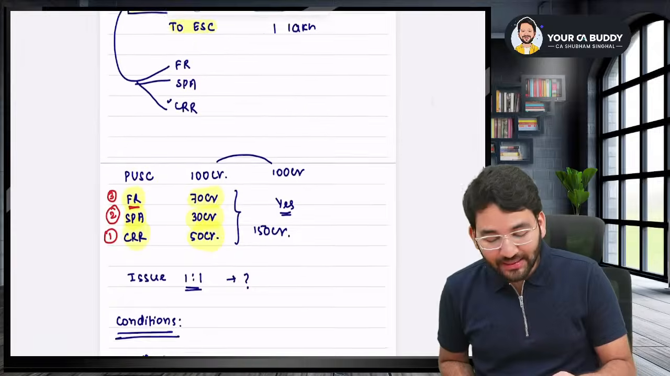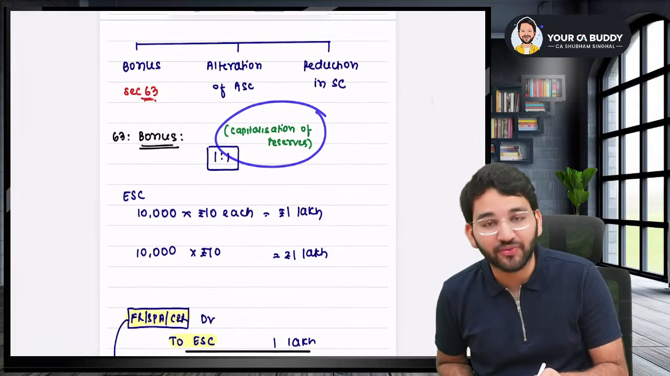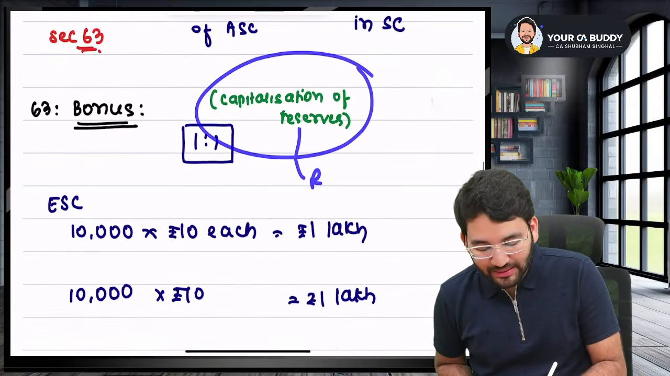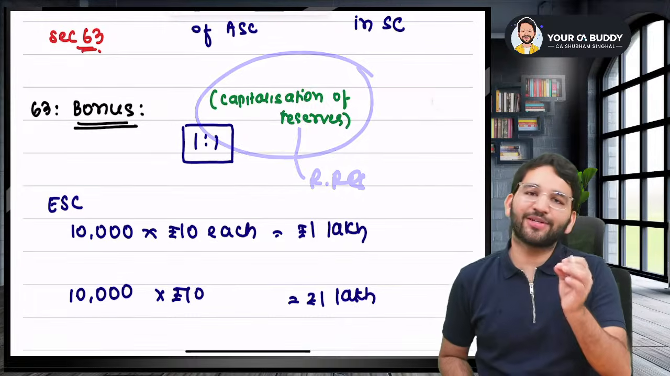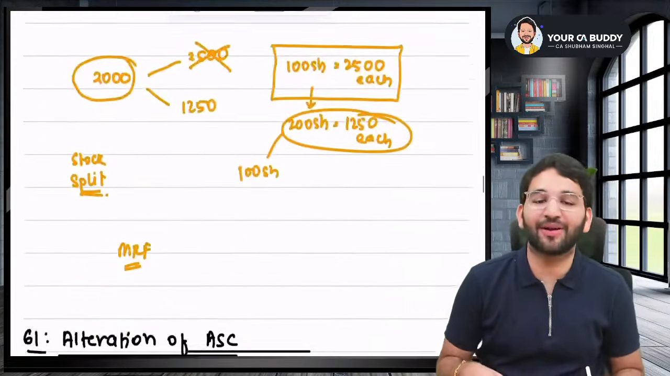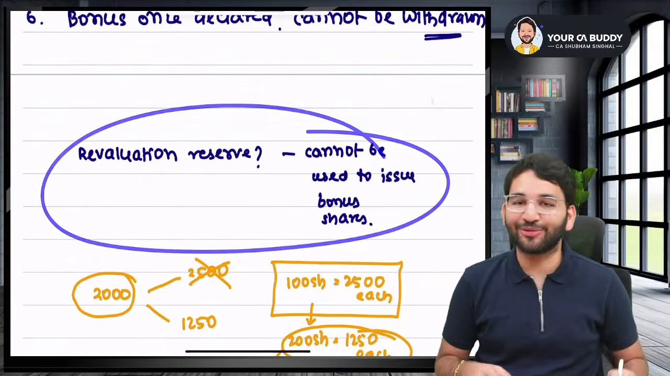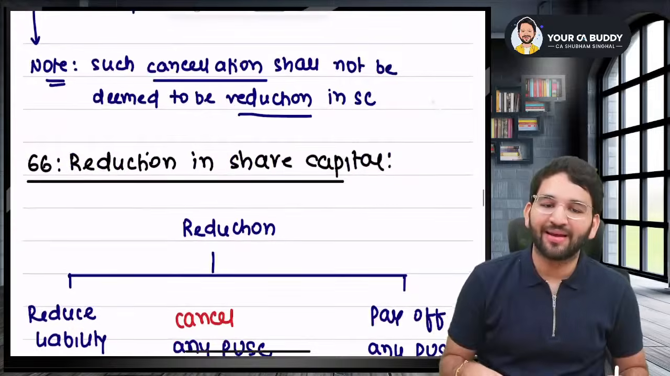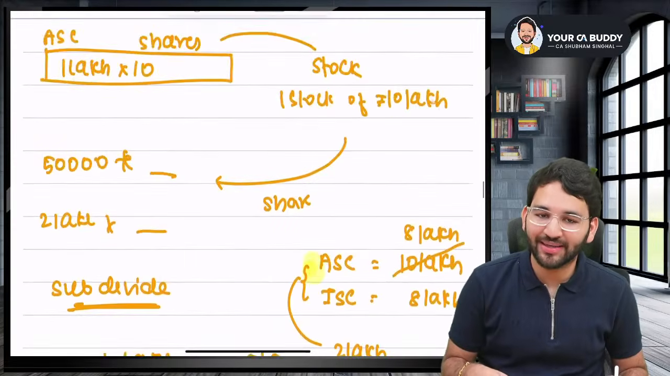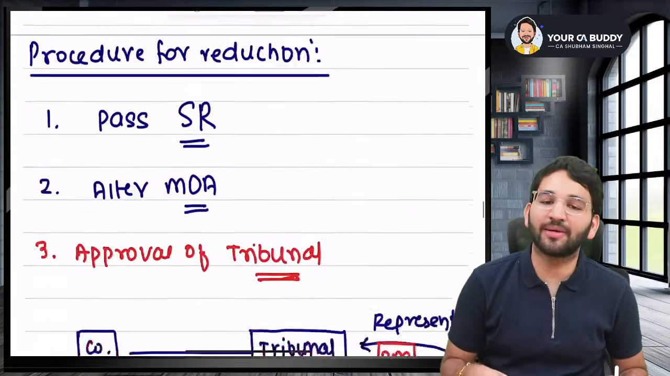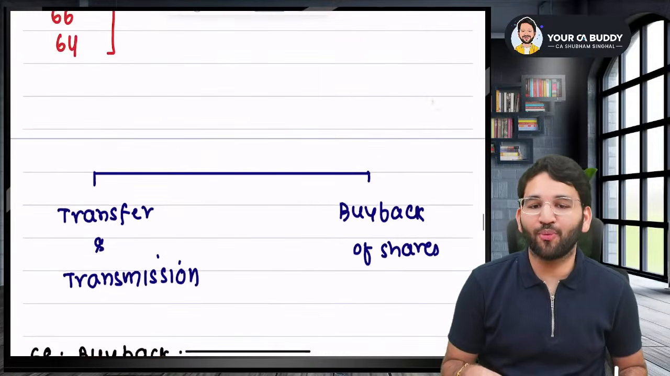But sir, I said bonus is nothing but capitalization of reserves. But remember that you cannot capitalize revaluation reserves. Revaluation reserves is the most useless thing, useful for nothing. So you cannot capitalize your revaluation reserves, cannot be used to issue bonus shares. Are you with me? Guys, are you with me? Did you understand? So that was your section number 63, which talks about bonus shares.